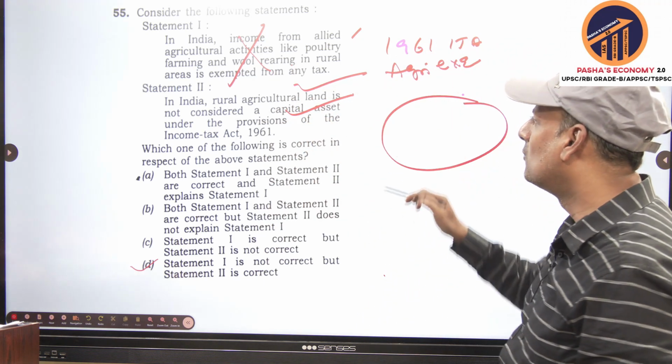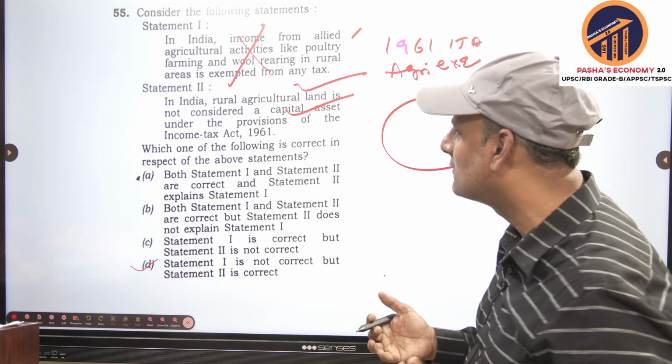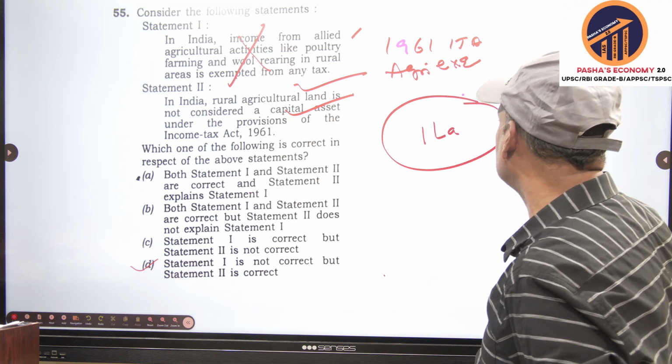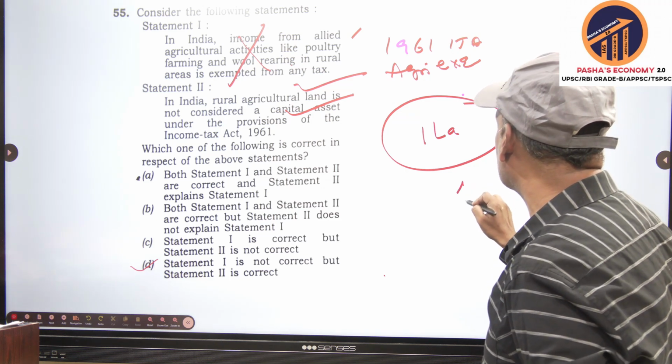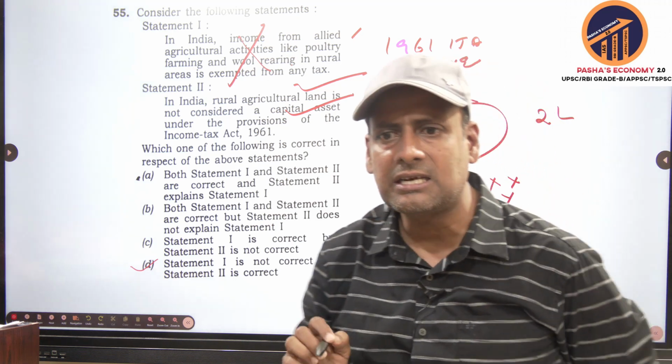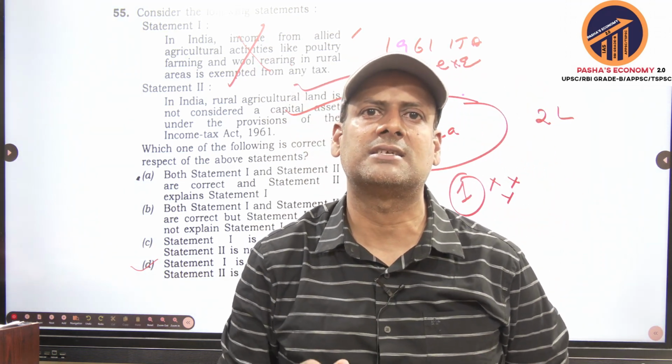Statement 1 is not correct, but statement 2, about Indian rural agriculture and capital assets, whatever the capital gain. What is the meaning of capital gain? You see, you purchase agricultural land for 1 lakh and sell it in the market for 2 lakh, so the gain is 1 lakh. On that 1 lakh, there is no capital gains tax. See, capital gains tax is exempted on agricultural assets.